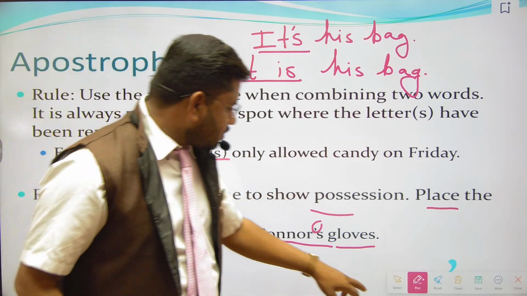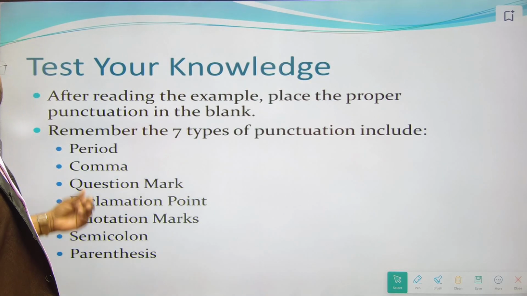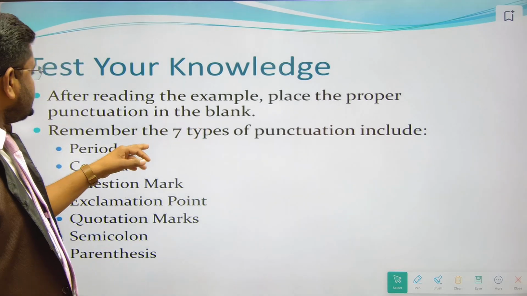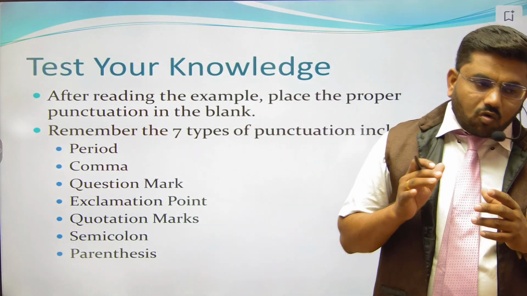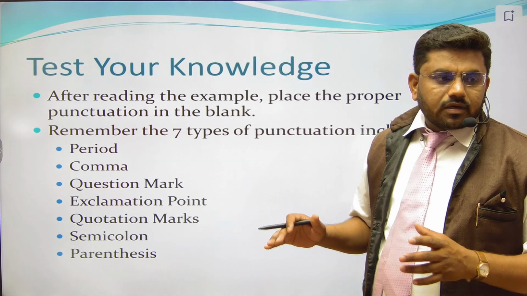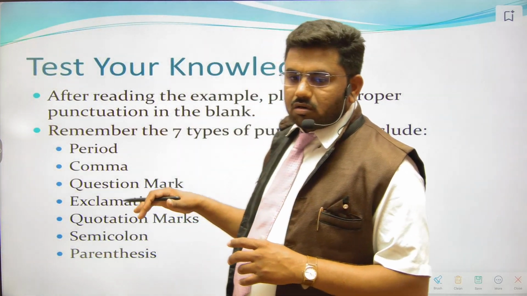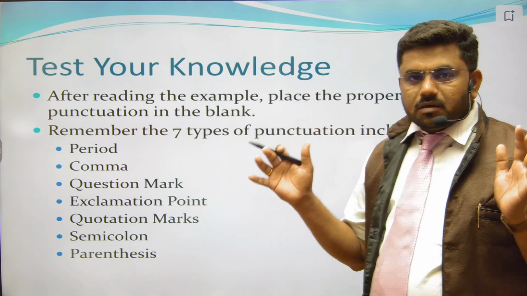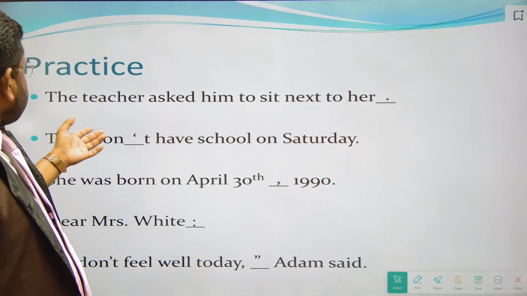Understood? Now next, test your knowledge. After reading the examples, place the proper punctuation mark in the blank. And remember the 7 types of punctuation marks which include period, comma. Period means full stop, then comma, a small pause, then question mark, exclamation mark, quotation mark, semicolon, or colon also it is called, and parenthesis, that is bracket. In this manner we have already understood, and practice some given here.